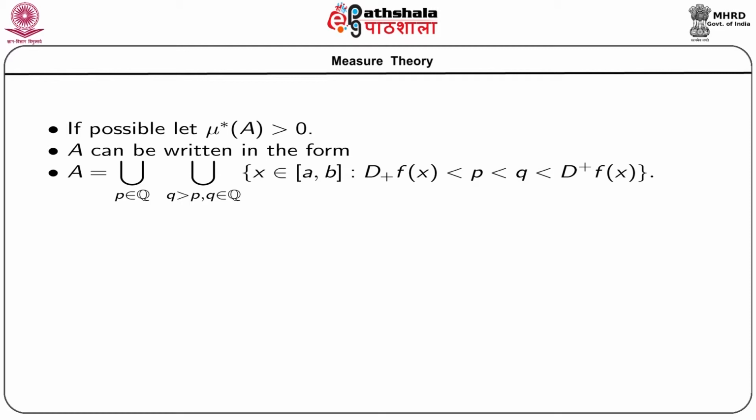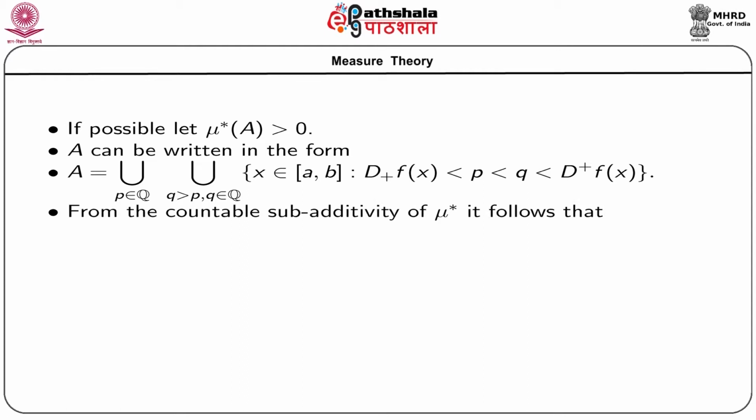And consequently, the set capital A can be written as the countable union of all these types of sets, that is union small p belonging to capital Q, union small q greater than small p, where small q again is a rational number belonging to capital Q, collection of all x belonging to closed interval a b, where d lower plus f x is less than p less than q less than d upper plus f x.